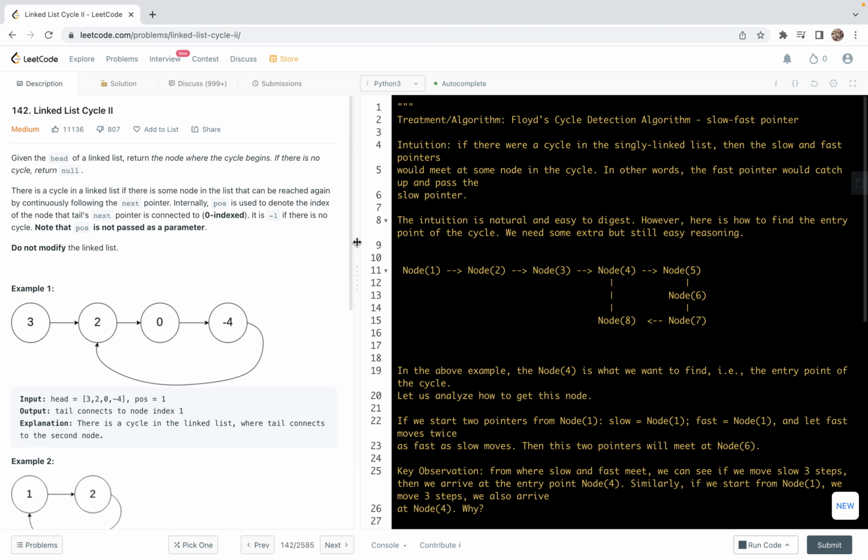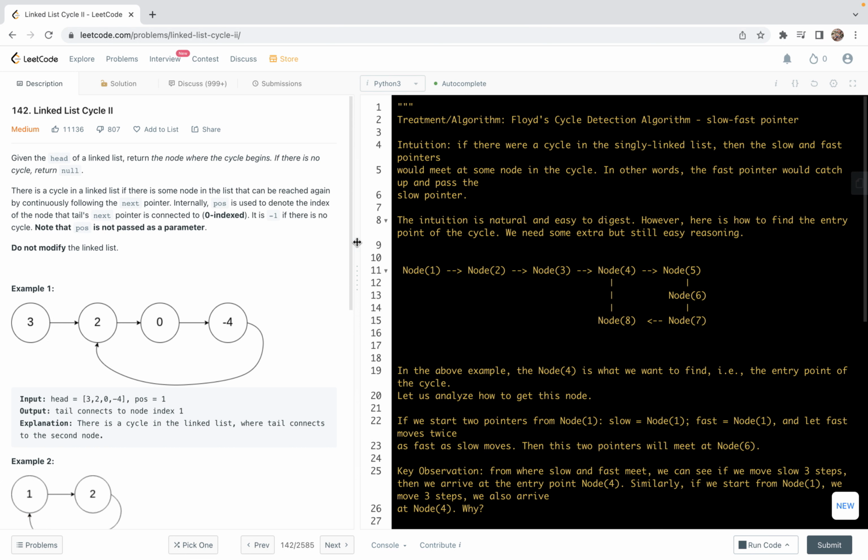Let's continue on the problem related to linked list cycle. So this is today's daily challenge problem 142. If you haven't checked out the previous video, that is a video for problem 141. So it's good to check out that video when we look at this one.